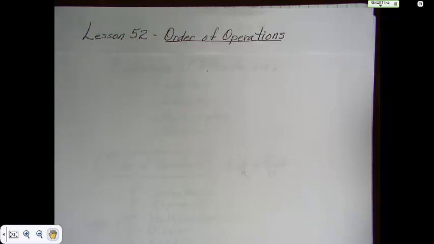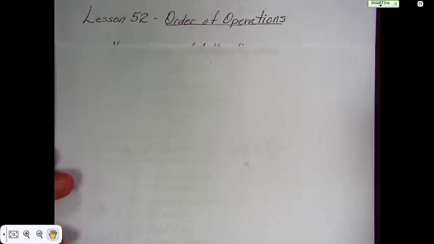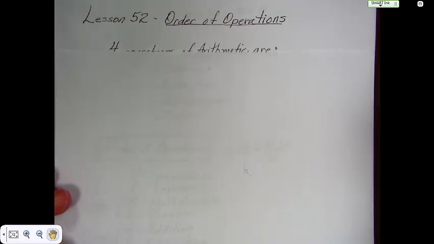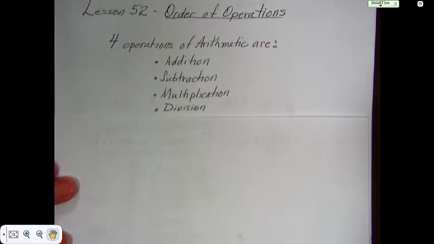Hi there. Today we're going to talk about Lesson 52, and Lesson 52 covers the order of operations. Now, again, this is probably review for you, but we're going to talk a little bit about what order you do what operations in when you're trying to solve an arithmetic sentence. There are 4 operations of arithmetic. They are addition, subtraction, multiplication, and division. You all do that, okay?